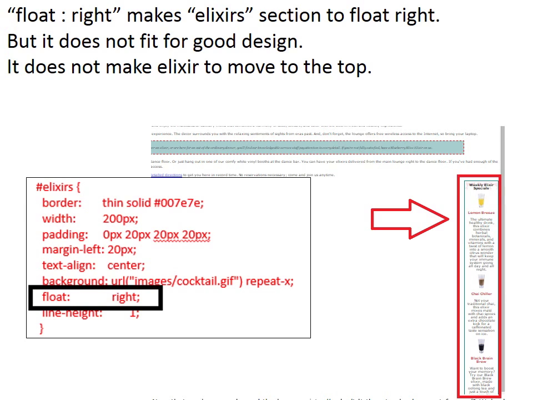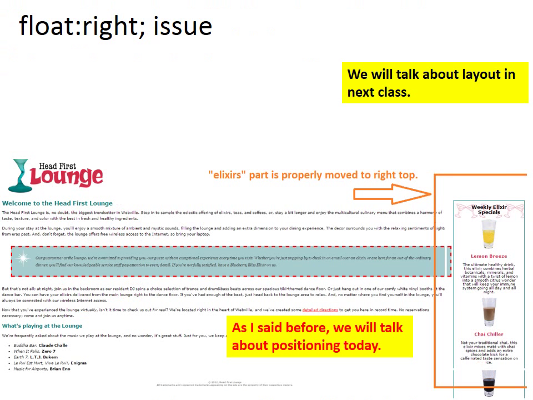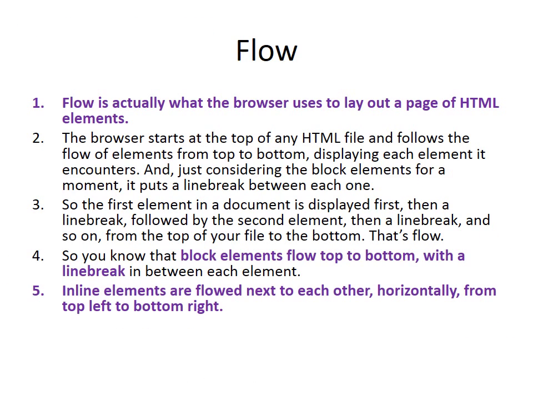Do you remember one layout issue from the previous class? Float right makes the elixir section float right, but it doesn't make it move to the top. So to solve this issue, we moved the whole elixir section to the beginning of the body in launch.html. At that time, I told you we would talk about layout in the next class, so I will talk about positioning today. To understand float, you have to understand flow.